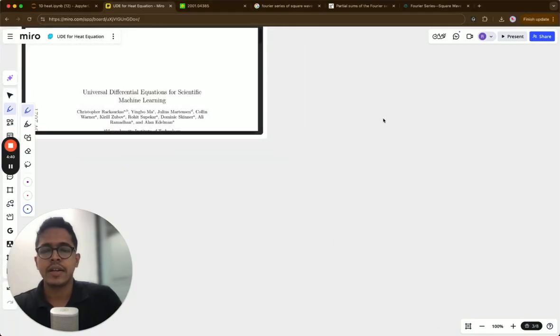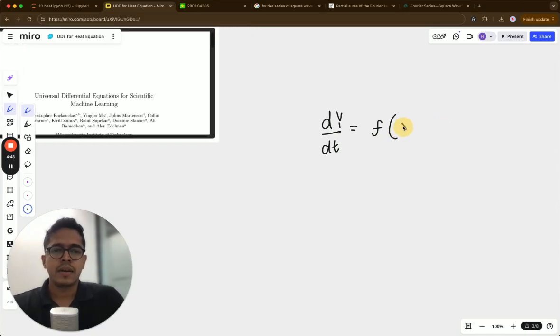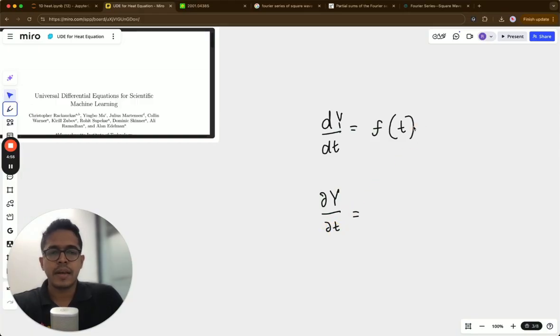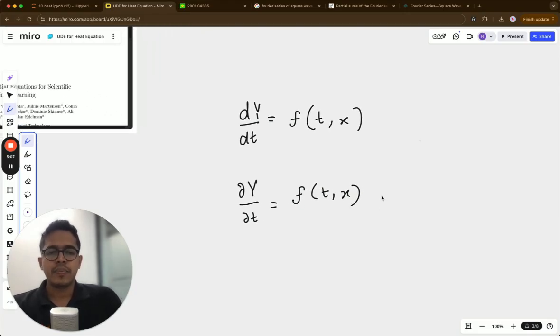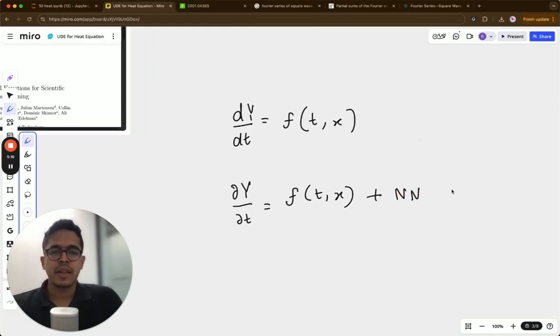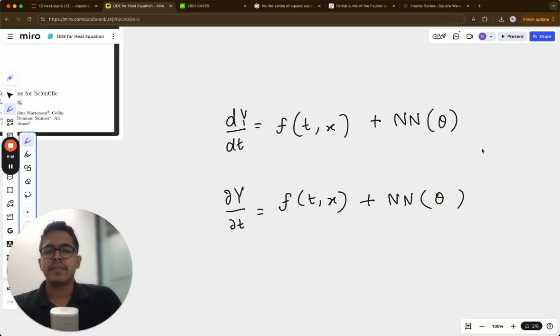So an ordinary differential equation could be of the form dy/dt equal to f of t, let's say. A partial differential equation would be of the form ∂y/∂t equal to f of t comma x, where I can also put some other variable x. So this is a partial differential equation. But let's say you have something of this form plus some kind of neural network, which is also a function of certain parameters theta. This is called a universal differential equation.